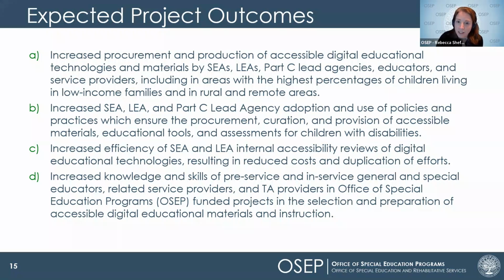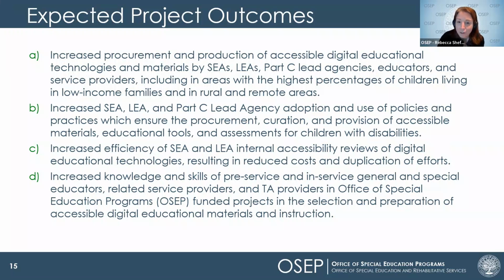Increased state education agency, local education agency, and Part C lead agency adoption and use of policies and practices which ensure the procurement, curation, and provision of accessible materials, educational tools, and assessments for children with disabilities. Increased efficiency of state education agency and local education agency internal accessibility reviews of digital educational technologies, resulting in reduced costs and duplication of efforts.